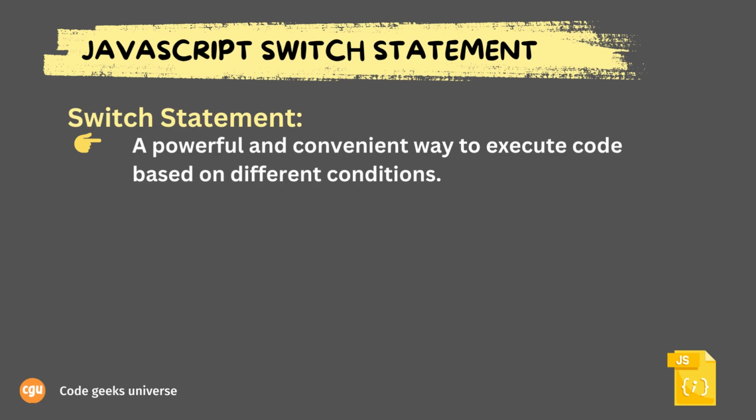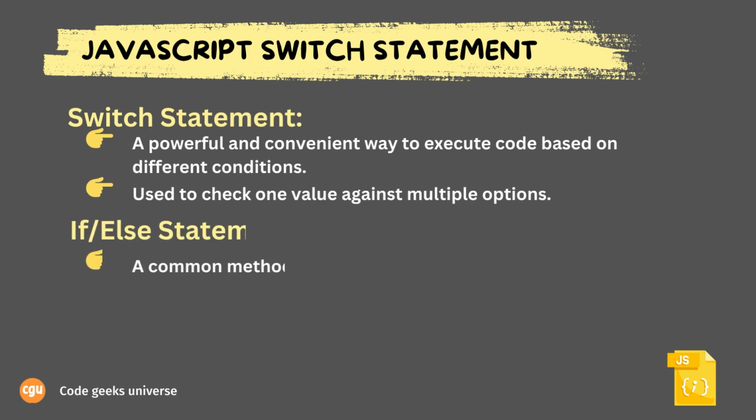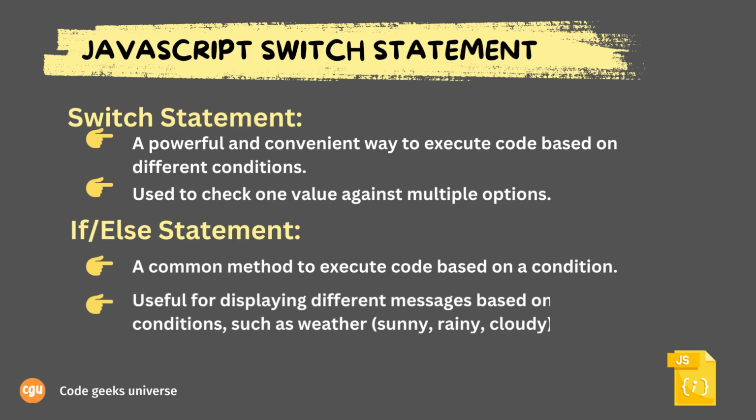The switch statement is another way to write a complex if-else statement when we only want to check one value against multiple different options. The if-else statement is a common way to execute different code blocks based on a condition. For example, if you want to check the weather and display a different message depending on whether it is sunny, rainy, or cloudy, you can use something like this.